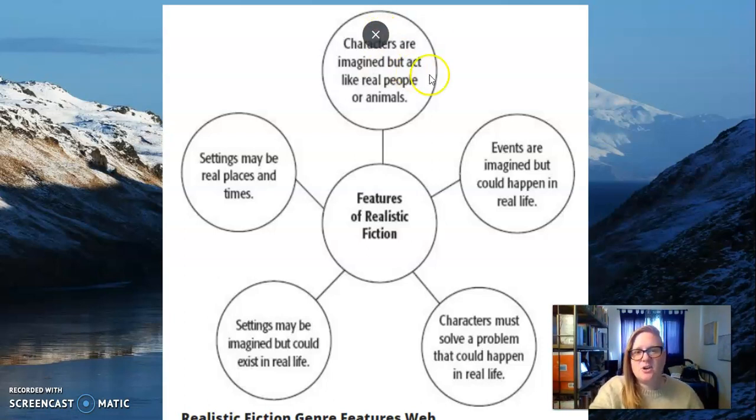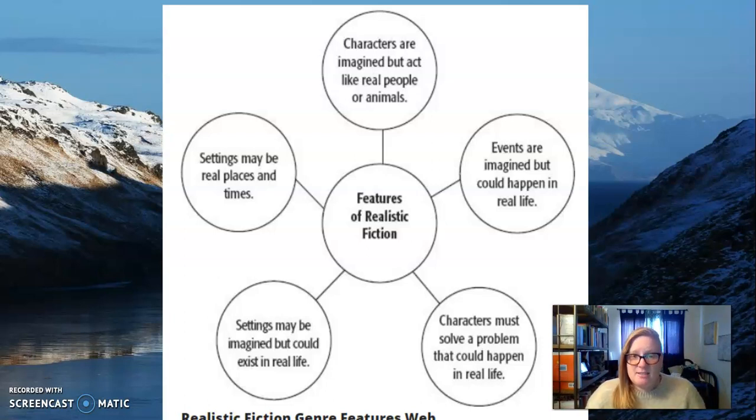So for instance, characters are imagined but act like real people or animals. We've read some folk tales where we have animals that could talk, right? And when we have characters that are animals that could talk, that's not real. That doesn't happen in real life. So even though these characters are imagined, they still act like real people. Animals still don't talk, okay? And characters don't fly or have magical powers and things like that, because in reality, those things aren't real.